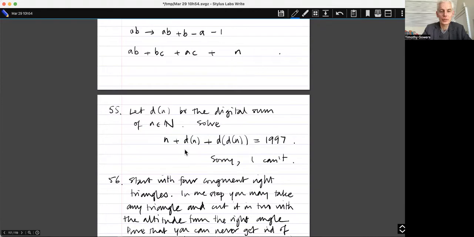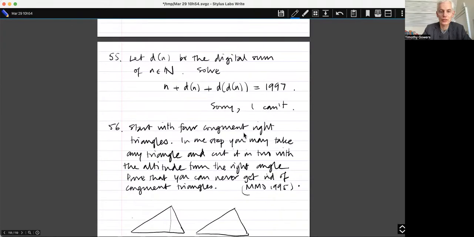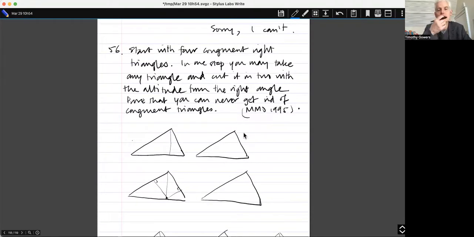Let dn be the sum of the digits of n. Find all solutions to this equation. I just observed that n and the sum of the digits will be the same, actually mod 3 is enough. And so this number will be a multiple of 3, but this number is not a multiple of 3, so there are no solutions.